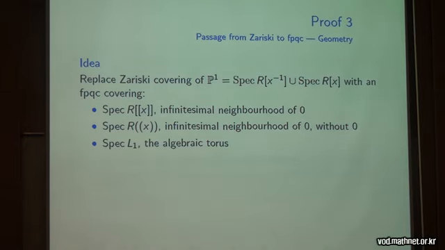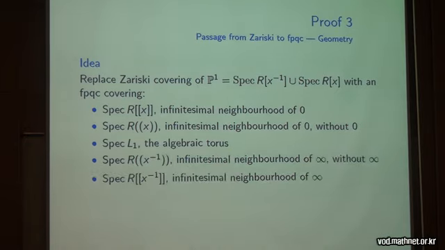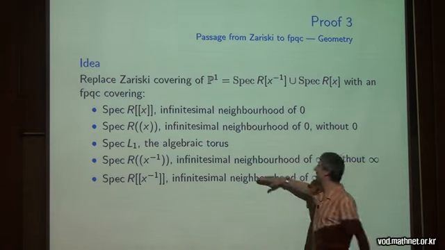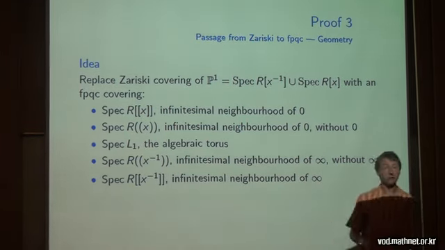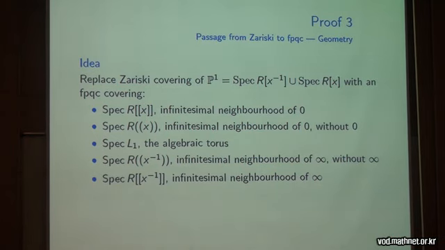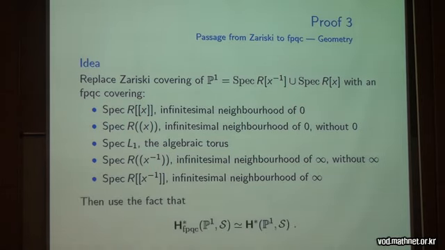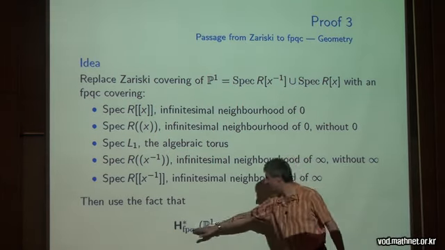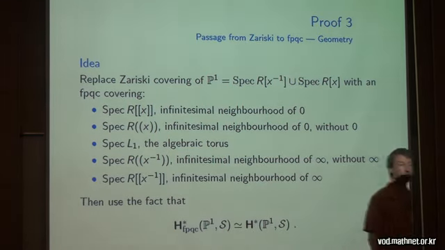And of course, what you can do to 0, you can do to infinity as well. So you have the point infinity, or rather an infinitesimal neighborhood at the other end, and the intersection with the torus, then the spectrum of another Novikov ring. Okay, so at least you can see the Novikov rings appearing that show up in the theorem. Okay, and then we have to use the fact that if you construct hypercohomology with either the Zariski covering or with the FPQC covering, that's the same.